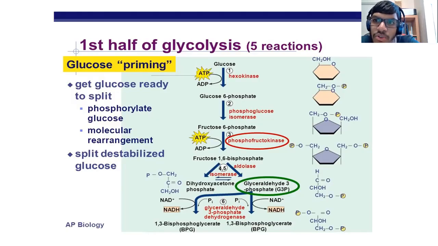Phosphofructokinase is involved in substrate level phosphorylation again. It transfers a phosphate from one molecule to another when needed. And phosphorylation is the key of this whole process of glycolysis, and it also increases the rate of reaction. So this enzyme phosphorylates fructose to increase the rate of glycolysis when needed. Take note of that.